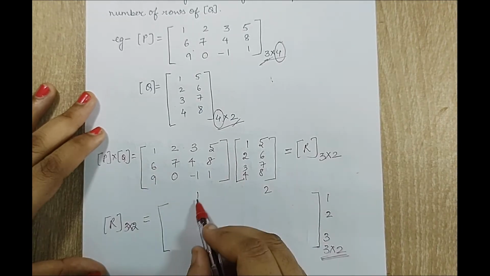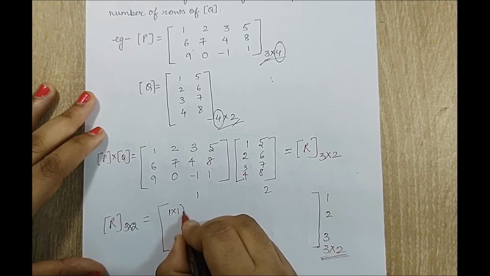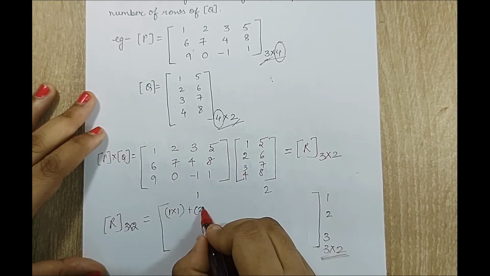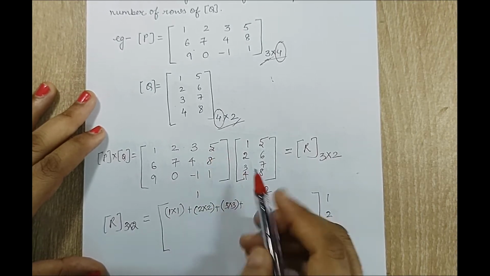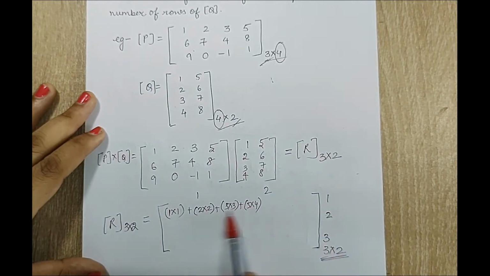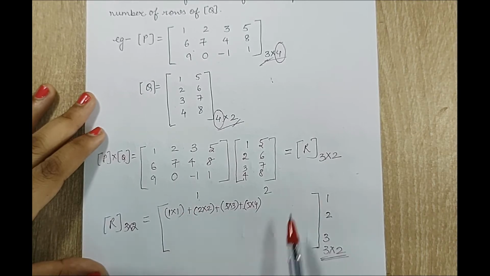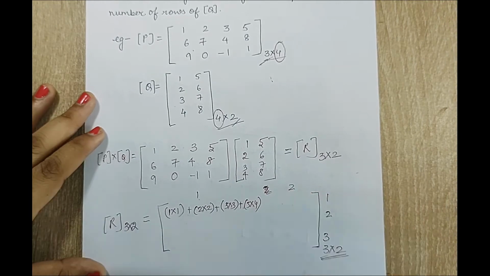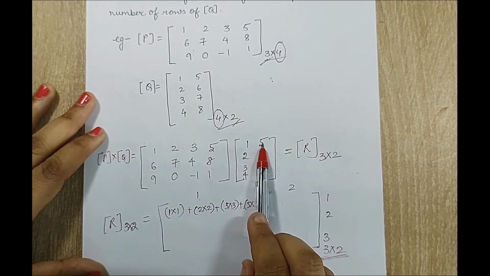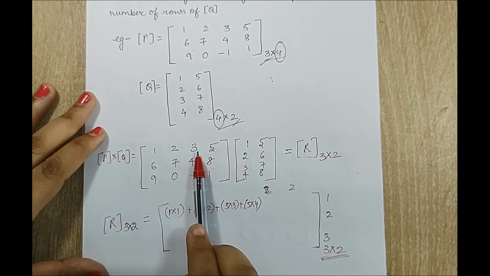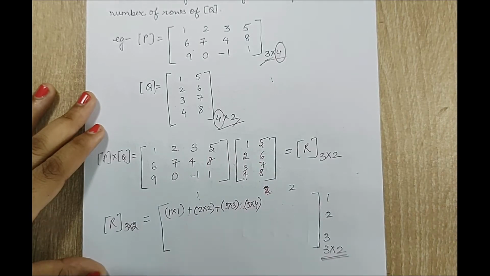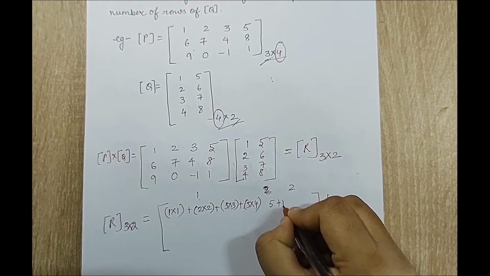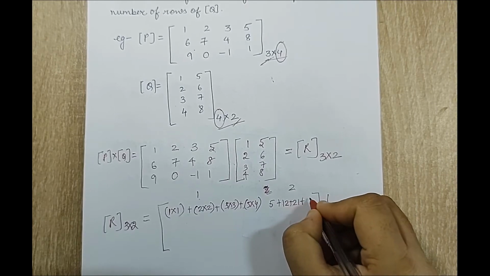So the first value over here will be 1 into 1 plus 2 into 2 plus 3 into 3 plus 5 into 4. So this becomes my first element of the first row. This is my first row, first column value. For the second one, let's write it here: I am going to multiply 1 into 5 plus 2 into 6 plus 3 into 7 plus 8 into 5. Now if you multiply and add them, you will get 5 plus 12 plus 21 plus 40.